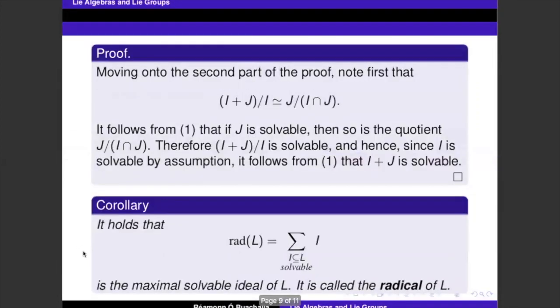So let's now use this to show that the sum of two ideals is solvable. Just to say the span of all of their elements, linear span of all of their elements. So first of all, let's take the elementary identity. If we take I plus J quotiented by I, this is isomorphic to J over I intersect J. Okay, this is just a very basic linear algebra argument.